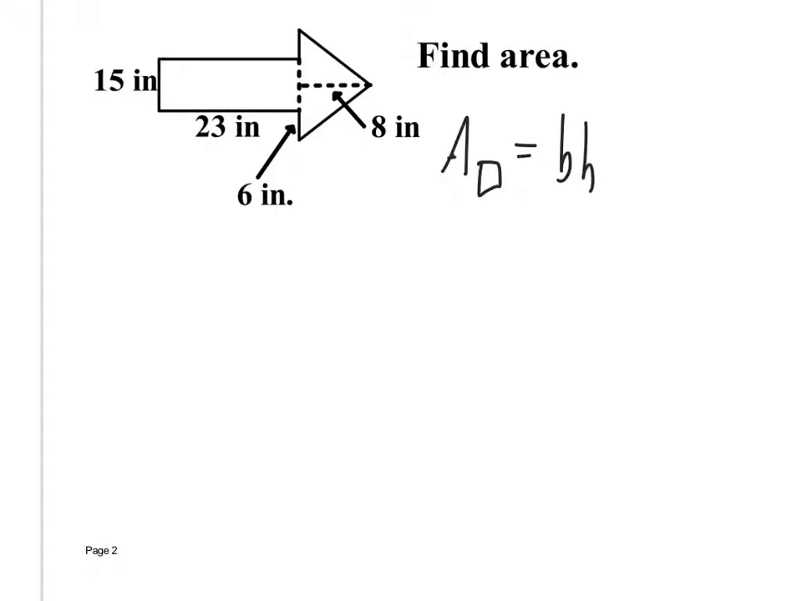We just talked about it a few days ago, right? Base times height. So what I'm going to first do is find the area of this rectangle. So I take 15 times 23. 15 times 23 gives me an area of 345. So the area of this is 345. But is that my answer? No, I left off the triangle. So now we need to find the area of the triangle.